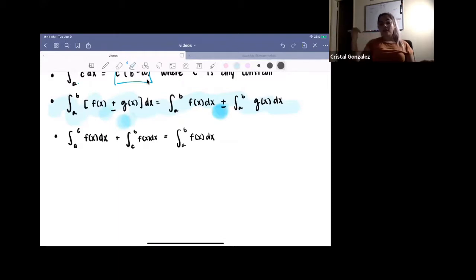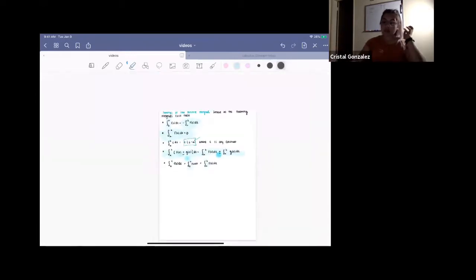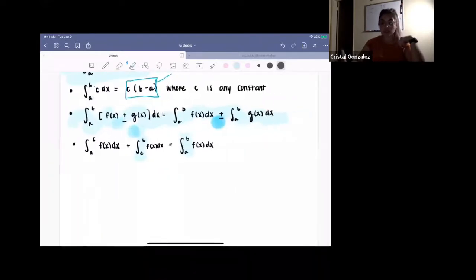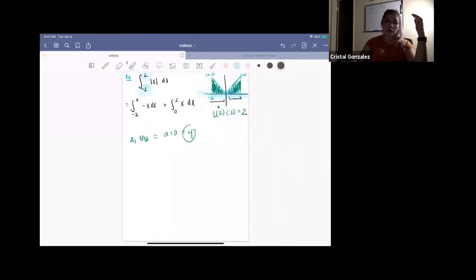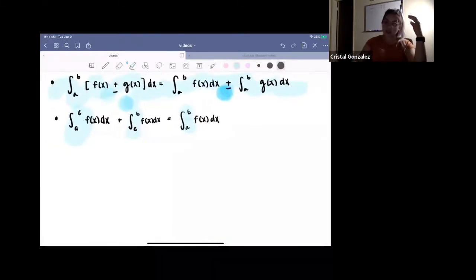And then what we can also do is, if you have an integral from a to c and c to b, then we can rewrite it as a to b. You kind of saw this in the last example. I had an integral from -2 to 2, and instead I rewrote it from -2 to 0 and 0 to 2. So nothing too crazy.